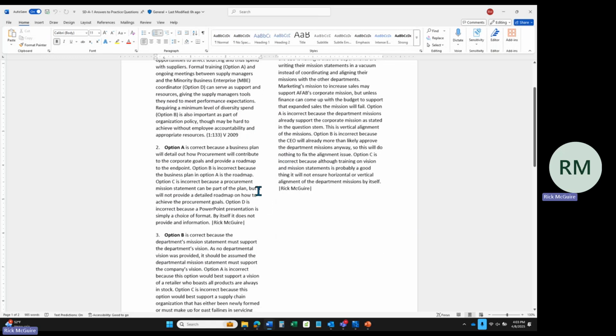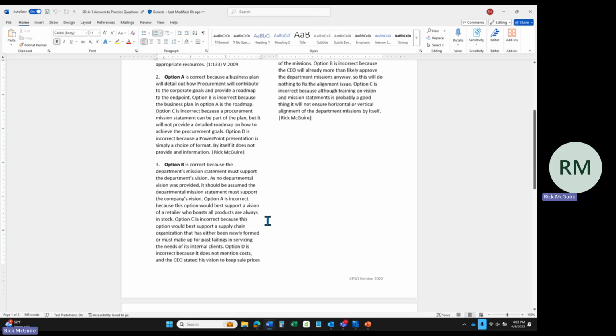Two is Alpha. Because the business plan will detail out how procurement will contribute to the corporate goals and provide a roadmap to the endpoint. Three is Bravo. Because the department's mission statement must support the department's vision. As no departmental vision was provided, it should be assumed the departmental mission statement must support the company's vision.